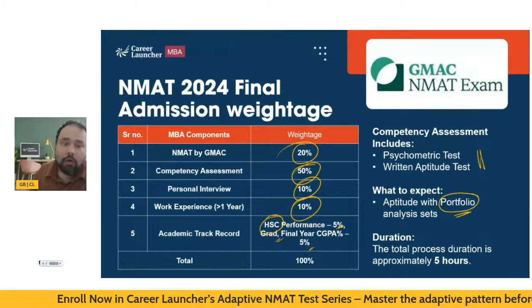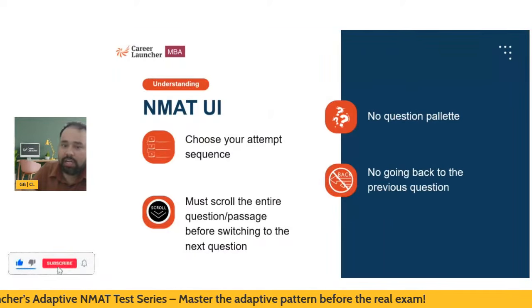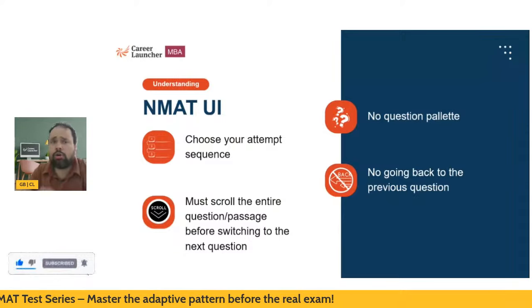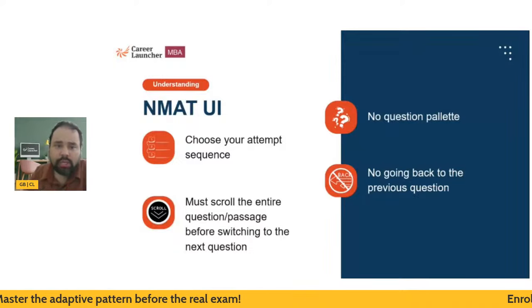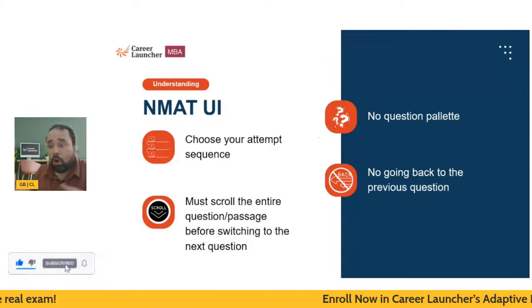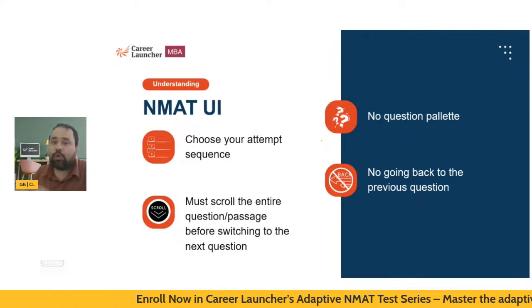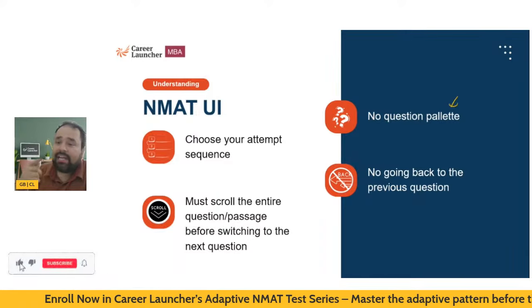Okay, for now focus on NMAT by GMAC, because that is the only thing in your hand at this point in time. Also, from a UI perspective, two things to keep in mind. Like I stated, you have to choose your own sequence of attempting the paper. What should that sequence be? I will be suggesting later on. There is a section on that, and I'll tell you why. No question paper palette, like I spoke about.